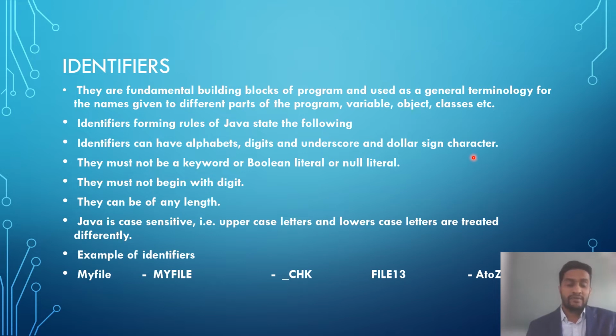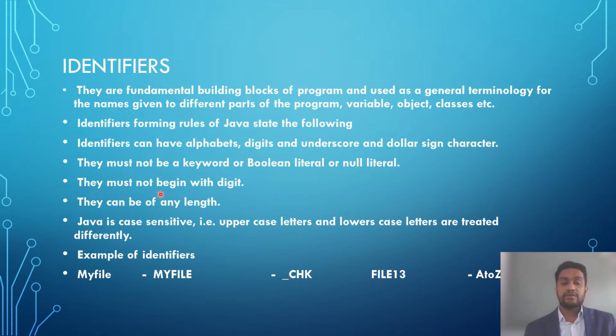So when we are making an identifier, we can only use alphabets, whether small or capital, and digits 0 to 9. From the symbols, only two can be used: underscore and dollar sign. It must not be a keyword, boolean literal, or null literal. So the words already assigned in Java, like keywords such as class or System.out.println, we cannot use. Any keywords already assigned, boolean literals and null literals cannot be used.